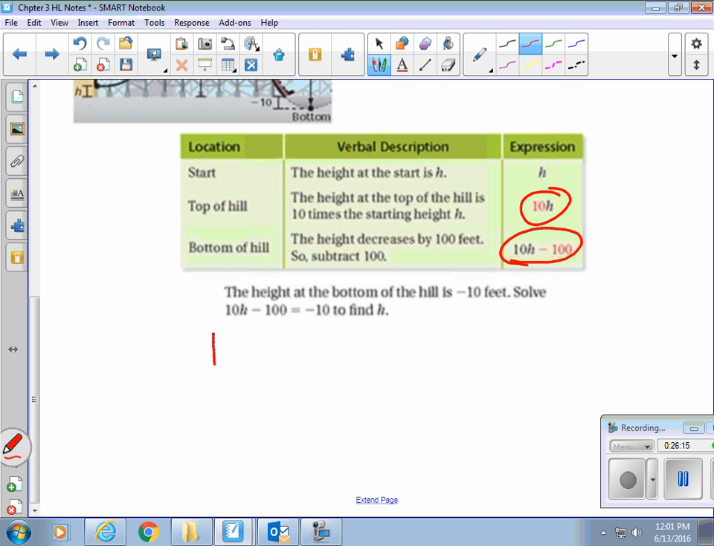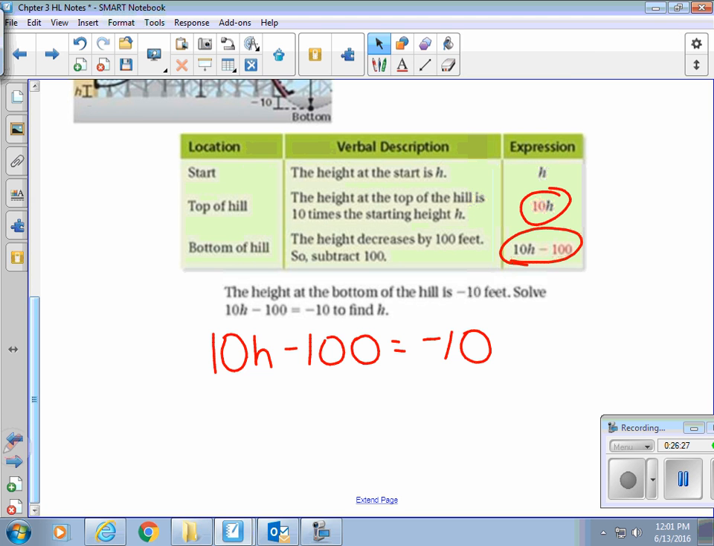So I'm going to rewrite that to make it a little bigger. 10h minus 100 equals negative 10. So I've got my two-step equation here. What's the first step that I should be taking? I should be undoing my addition or subtraction. I see subtracting 100, which means I should be adding 100 to both sides.